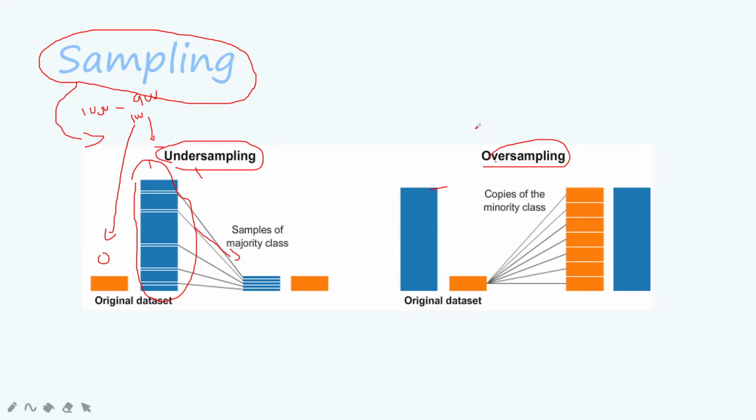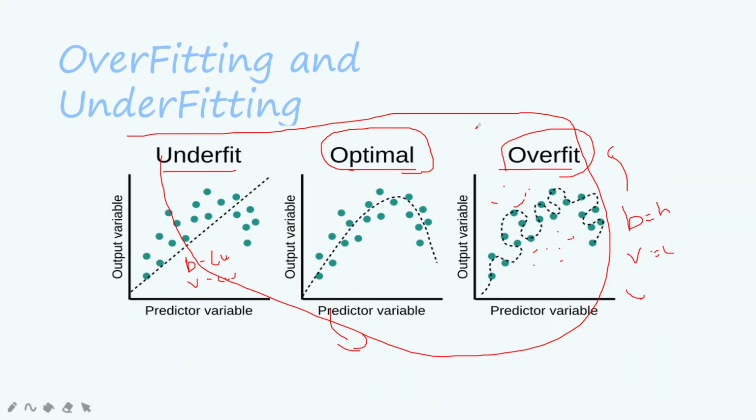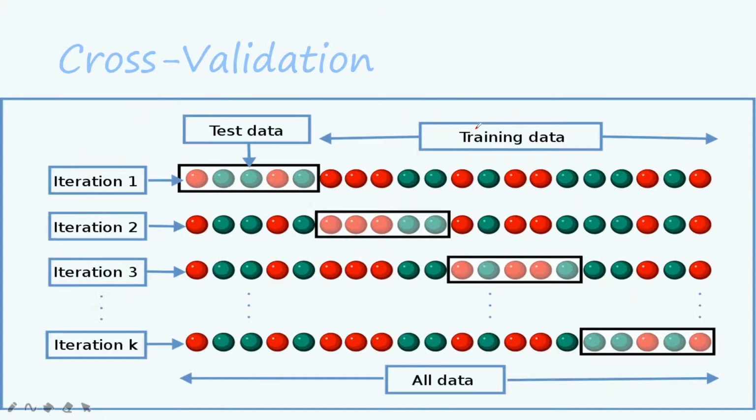the balanced data set. If you are training on the balanced data set, it will not lead to underfitting or overfitting. It will lead to only optimal fitting. Okay, so that is important.